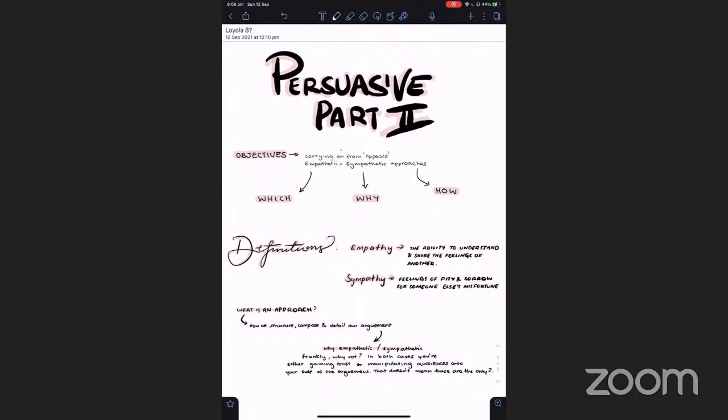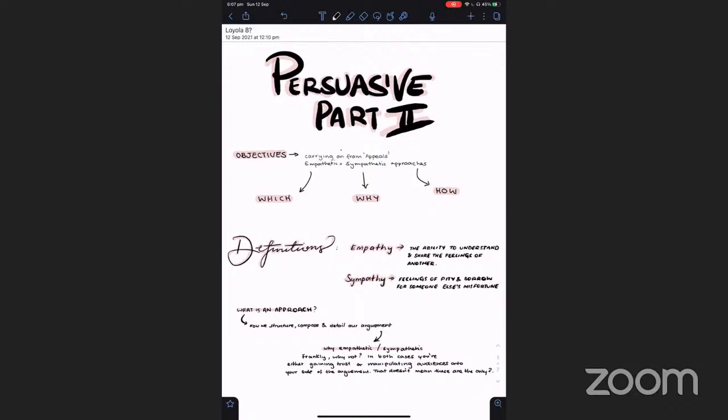Okay, so on page 1, there isn't very much except for the definition of an approach, or what I myself consider an approach. An approach is how we structure, compose, and detail our argument. It's basically just exactly what we're writing and maintaining, making sure that every single aspect of what we're writing suits empathy or being empathetic towards our audience.